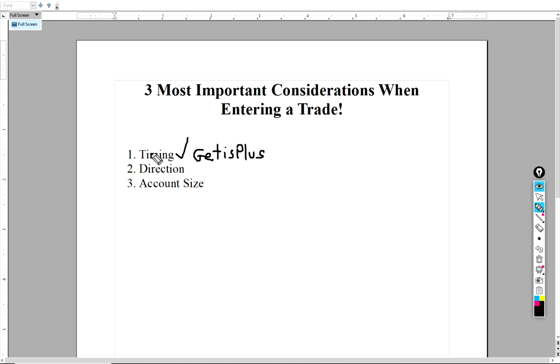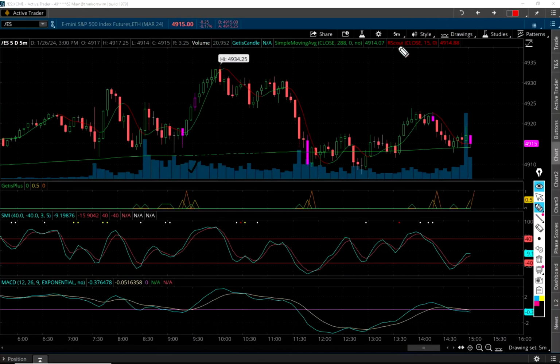All right. So timing and GetisPlus are synonymous with one another. That's what the GetisPlus Indicator is. Strictly timing. Okay. Let's talk about direction. Let me switch back to the charts. Okay. So here we are back on the chart.